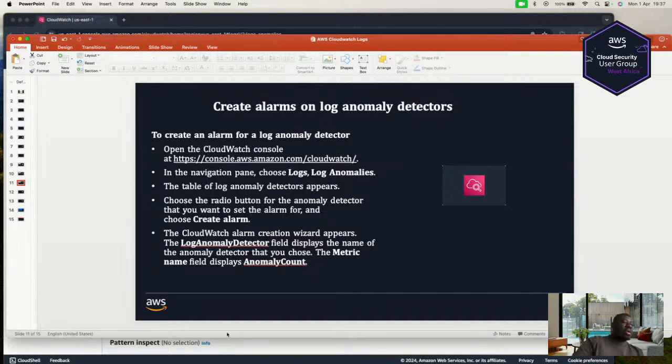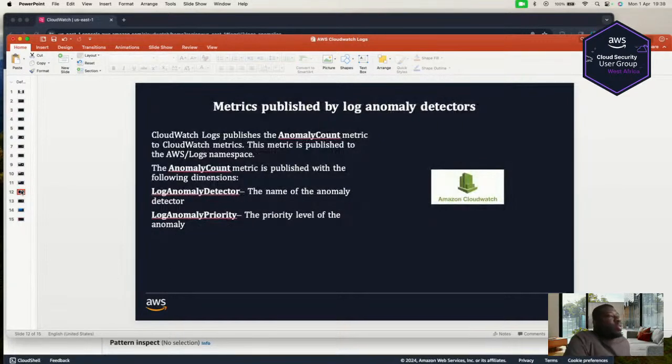Now, the next thing we are looking at is metrics published by the anomaly detector. So yes, metrics are actually published, such as the anomaly count. This anomaly count metric is published with the following dimensions, which is the log anomaly detector, which is the name of the anomaly detector itself.